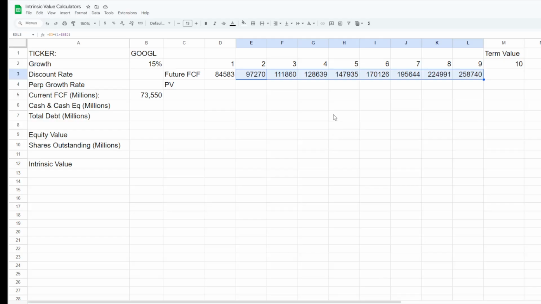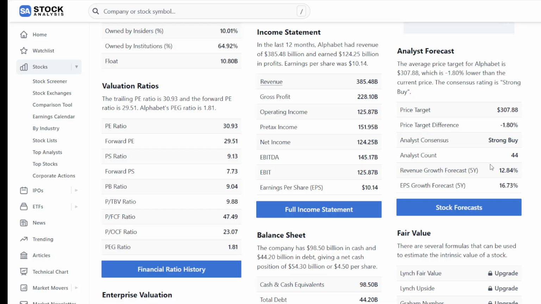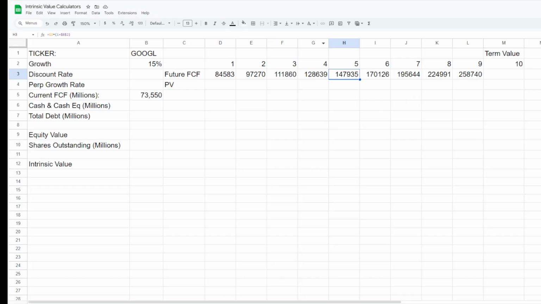Now, to be more consistent with how we've done things on this channel before, we're going to assume that it does grow 15% every single year for the first 5 years of our analysis. After all, that's what stockanalysis.com is doing. These are revenue and EPS growth forecasts for 5 years. To say that Google's going to grow 15% every single year for 10 years is a little bold of a statement to make. And so starting at year 6, we're not going to do the full 15%. We're going to cut that by what we're going to call the scaling factor. And for other videos, we've used 0.5.